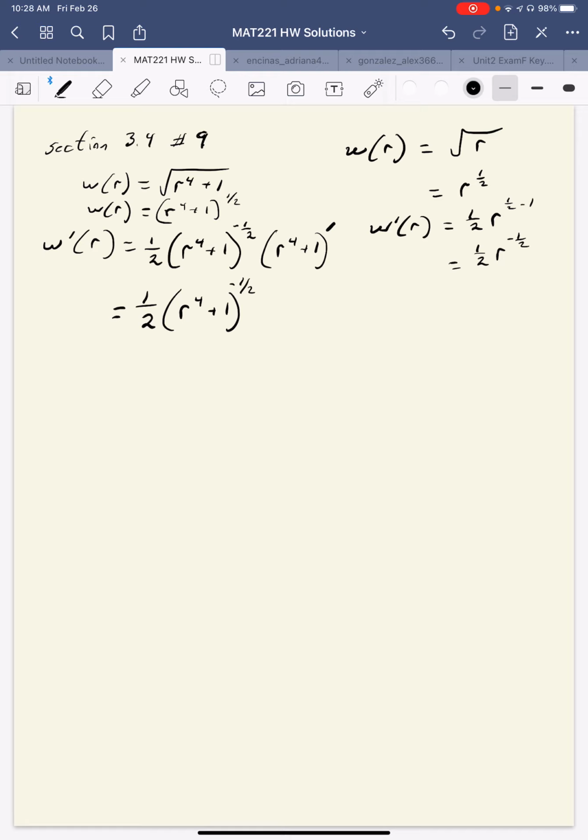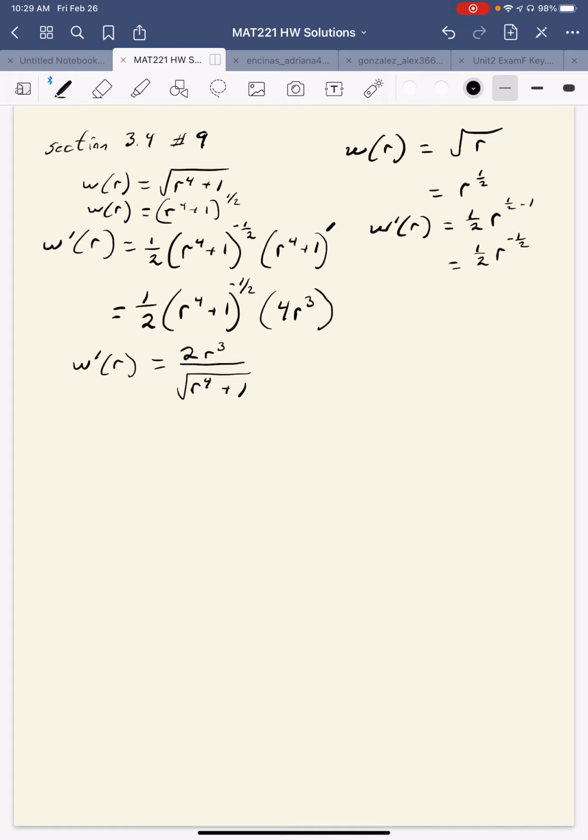Now I'm going to actually take the derivative here. And when I do that, I see that I have 4r to the third. Then I need to take the derivative of the plus 1, and that would just be 0. So I don't need to include that. And I have this. Now I can clean this up a little bit so that I end up with the derivative of w of r is equal to 2r cubed over the square root of r to the fourth plus 1.